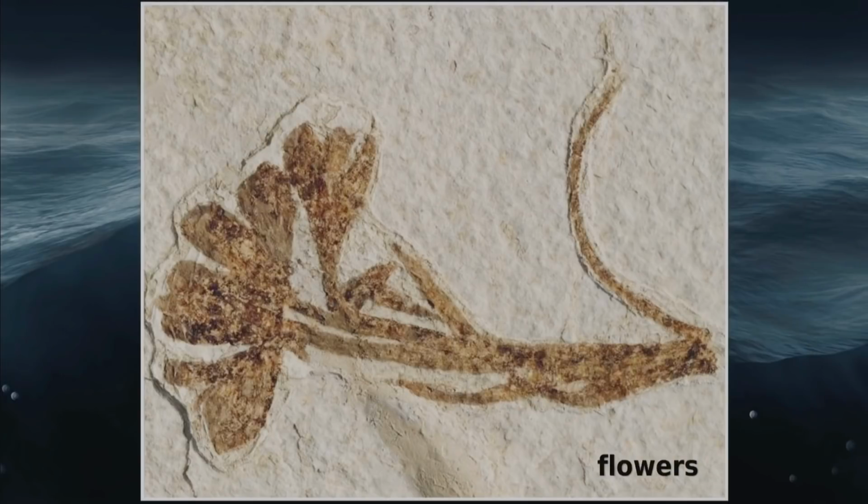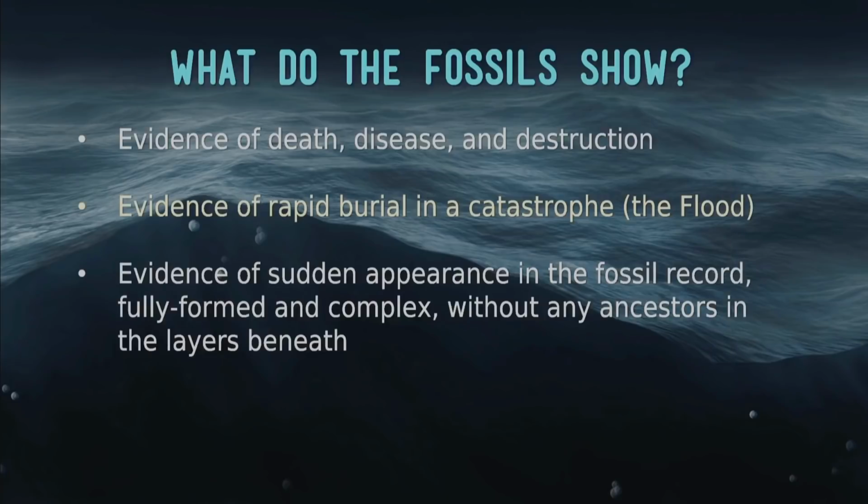These are soft organisms that would not be preserved. I mean, you get a flower today and leave it out, what's going to happen to it? It's going to wither, die, and fall apart. No, to preserve these organisms, you need rapid, catastrophic deposition on a mass scale.